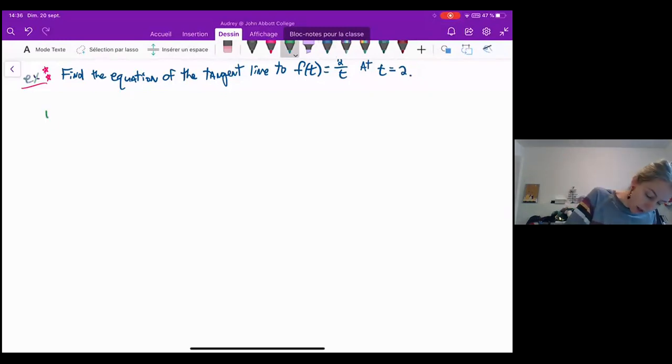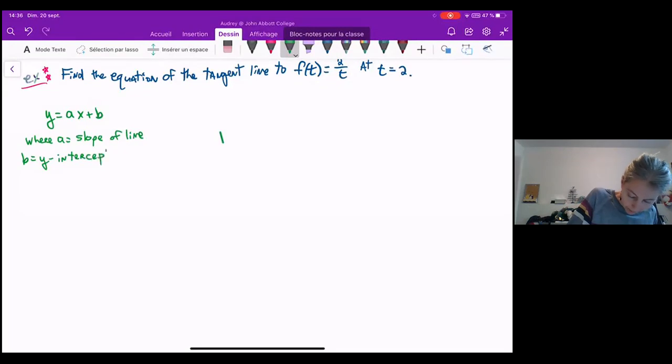The equation of a line is y is equal to ax plus b, where a is equal to the slope of the line, and b is equal to the y-intercept. So when x is equal to 0, y is equal to b.